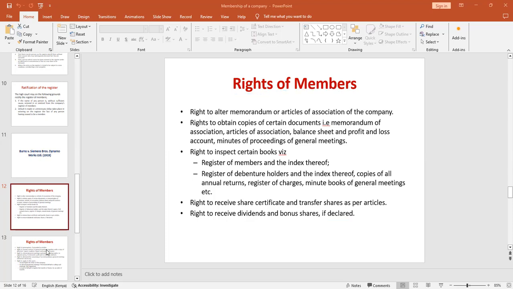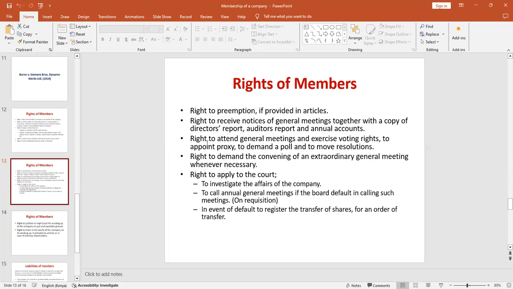You also have a right to preemption. Now, what exactly do you mean by preemption? Like preemptive rights? What is a preemption?